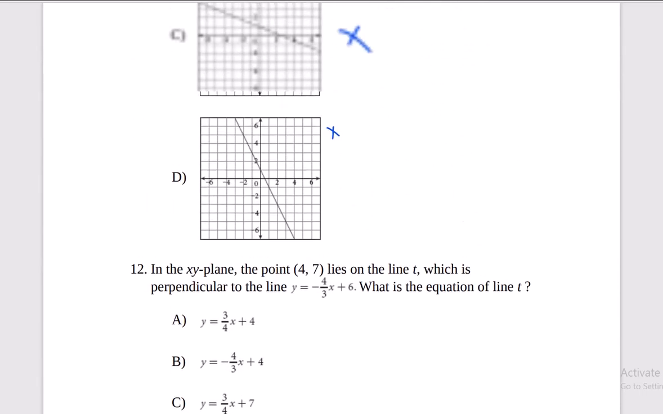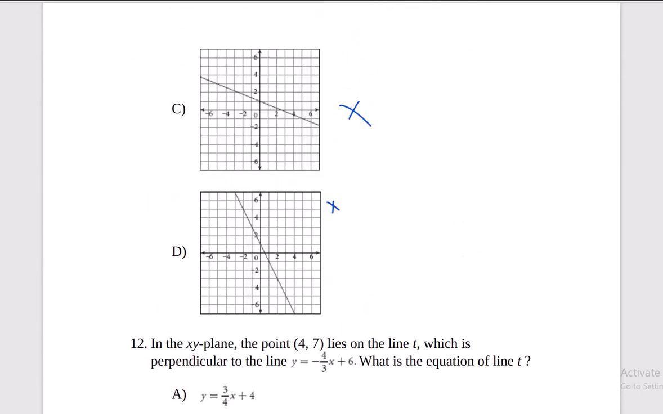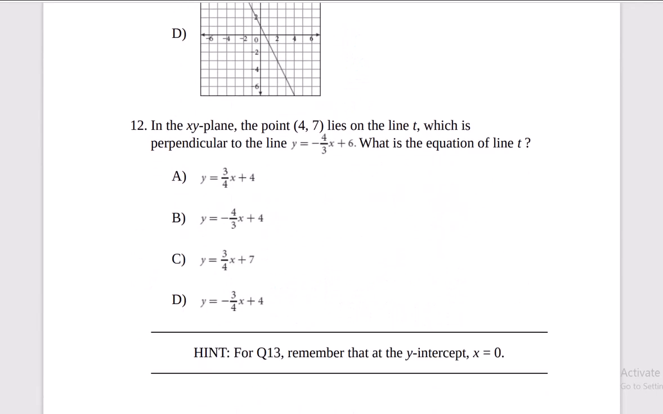Question number 2, right? Let me check. Okay, look at question number... Let's go to this next question. The next question is question number 12.